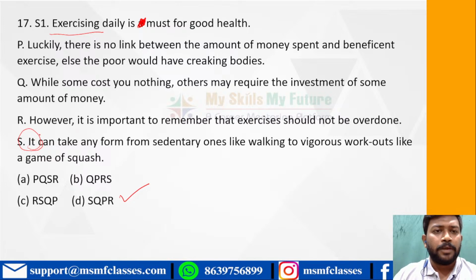It can take any form from the sedentary ones like walking to vigorous ones. Next, while some cost. So they have spoken about some things here which are free of cost and some which cost. So two things they have mentioned here. So SQ automatically becomes the combination. Then after that, what are the sentences left? P and R.